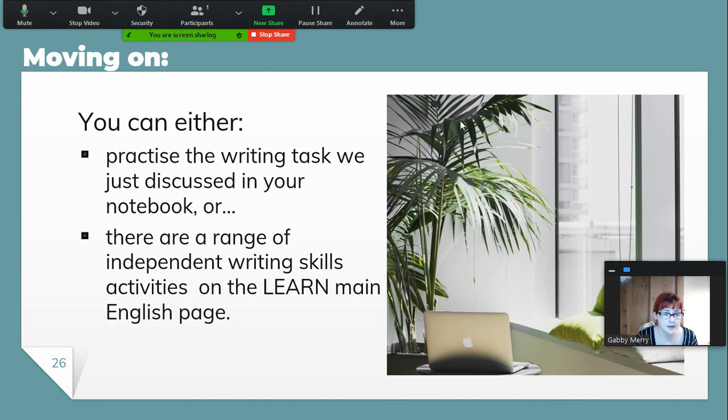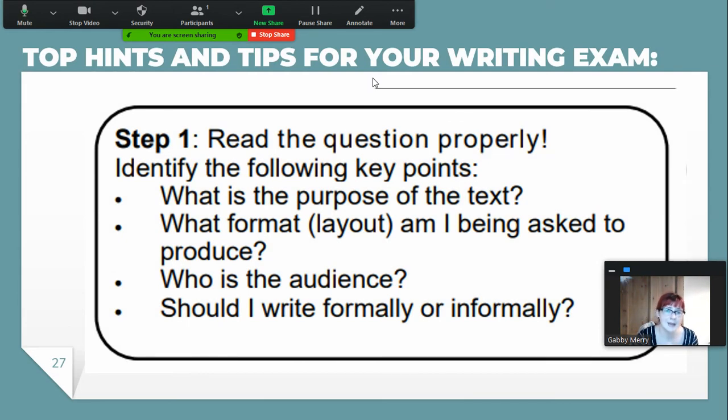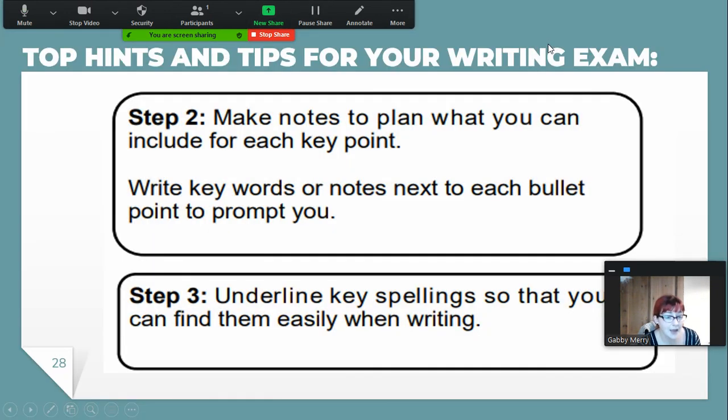There are lots of other activities on Learn that you can use to help you revise for reading and writing. Entirely up to you. Some hints and tips for you for your writing exam. Make sure you read the question properly. We just looked at a quick example there. Make sure that you are picking out those key things to do with purpose, audience, language, and layout. You can make a plan, you can make notes, or even write bullet points of what you want to talk about in each section or paragraph.